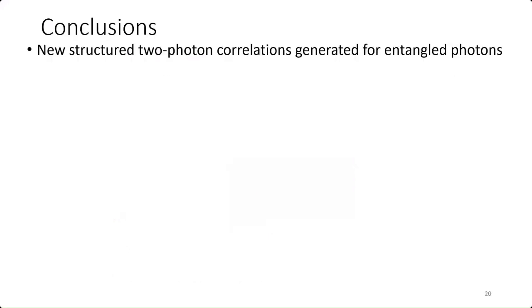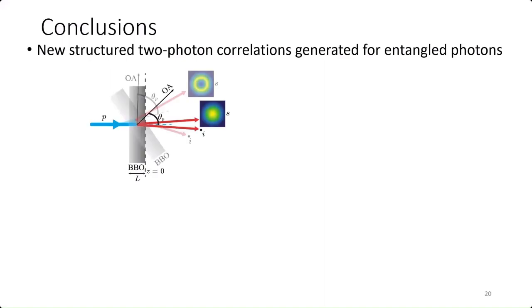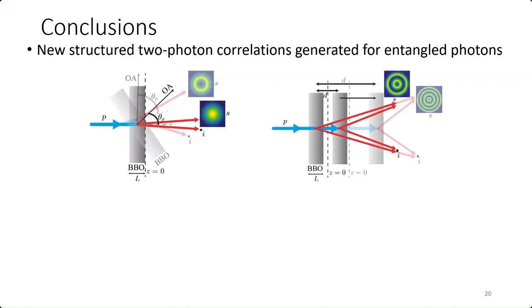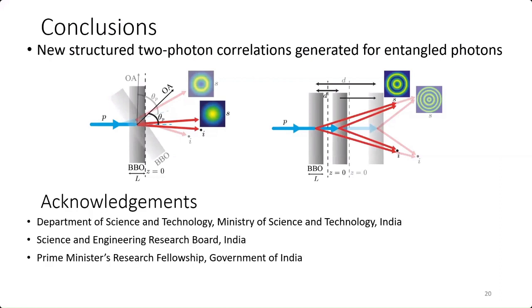To conclude, we have experimentally demonstrated and generated structured two-photon correlations for entangled photons, and these structures have been generated by two methods. First, by tilting the crystal, and second, by adding another crystal, both of which essentially change the phase matching conditions. Finally, I would like to thank all the funding agencies for facilitating this experiment. Thank you.